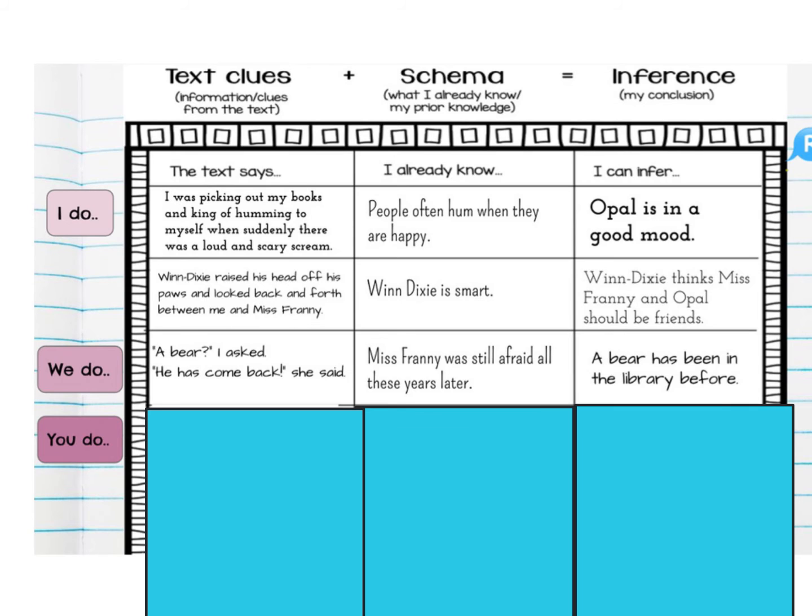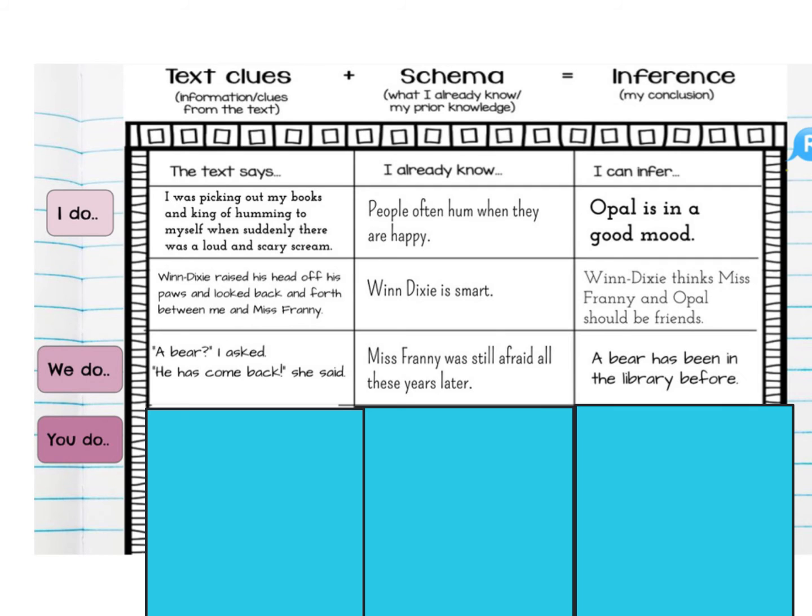But it already says that. It does say that. So I can now know that she's still afraid of that. Did the author say Miss Franny is still afraid? So I had to create something new based on the clue. Well, that is what a growing reader does when they make an inference.